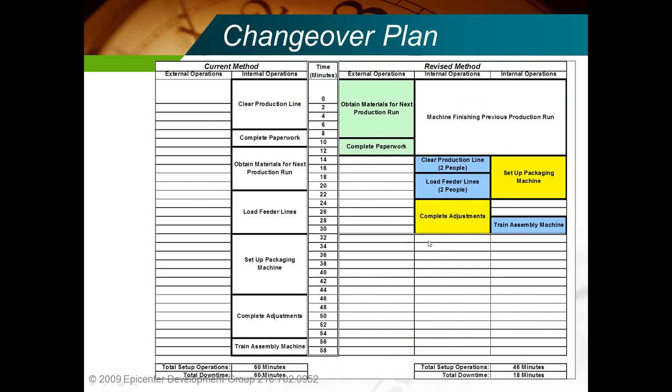This is an example of a setup reduction. This happened to be for Sonopress, I believe. And we show the current method where everything is done in sequence, and it takes 60 minutes. These are in minutes. And on the right-hand side is a revised method with 2 people where they're working together, and we got it down to 30 minutes. And so you can start to show people in blocks what people are going to be doing throughout a changeover.